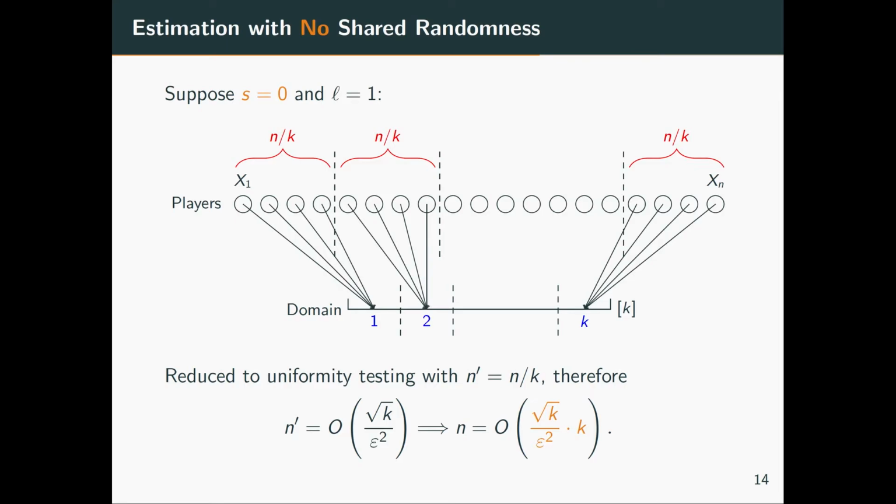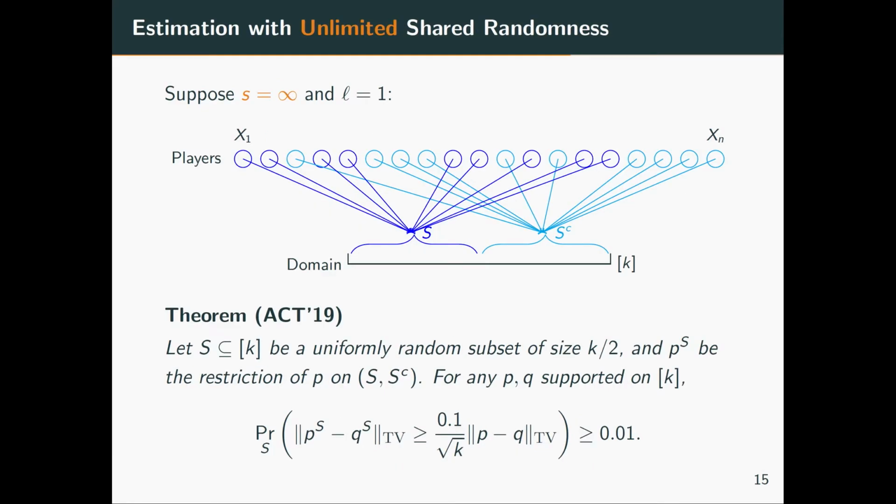If we plug this number into the original bound in the centralized setting, we get this bound of root k over epsilon squared times k, which is tight for private coin schemes. For public coin schemes, we divide the domain into 2 subsets, each of size k over 2. And the original distribution is mapped to a binary distribution over the 2 subsets.